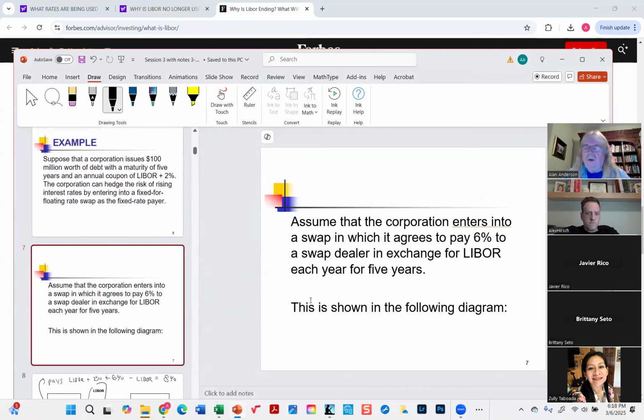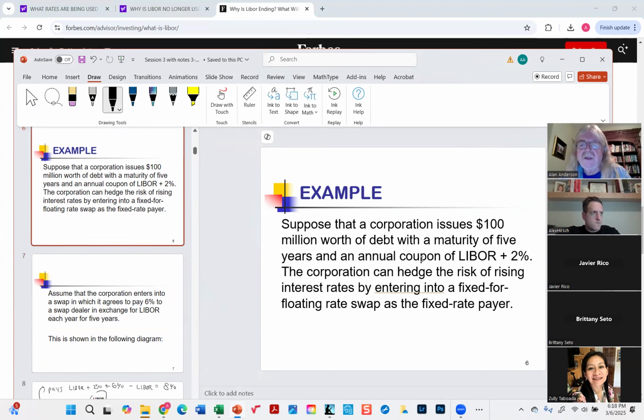So let's say that the corporation finds a dealer who's willing to give them 6% fixed in exchange for LIBOR for 5 years. So that would typically be every year or maybe every 6 months or possibly every 3 months. It might be every year, but this cash flow will be repeated, this process every year for 5 years.